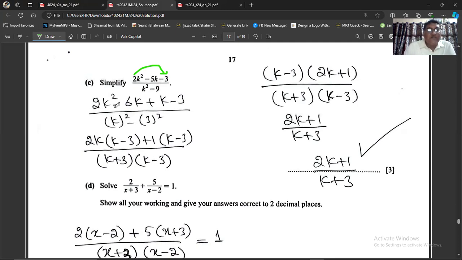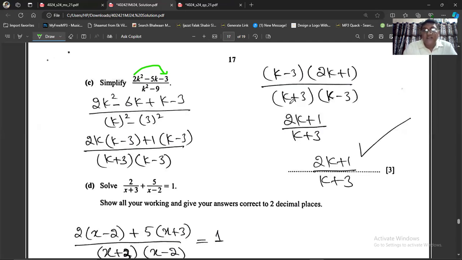Upstairs, from these two terms, I will take 2k common. In the bracket, I will have k minus 3. From the last two terms, I will take plus 1 common, so I will have k minus 3. Then k minus 3 can be taken as a common bracket. So in the other bracket, you will have 2k plus 1.